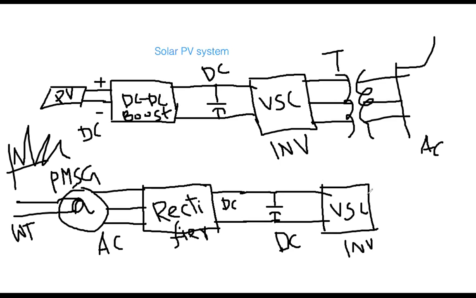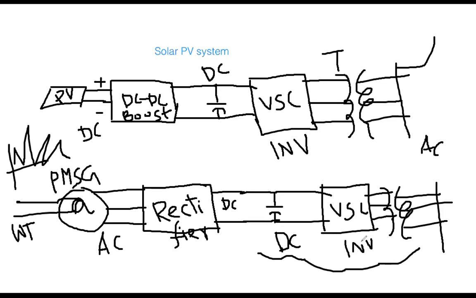And then again, to connect to the grid, you need that three-phase transformer. So again, you have the transformer. And then finally, you connect to the grid point. Therefore, see, this portion is again exactly similar to the PV system. That DC link capacitor, voltage source converter, transformer. Same thing here. There is DC link capacitor, voltage source converter, transformer.